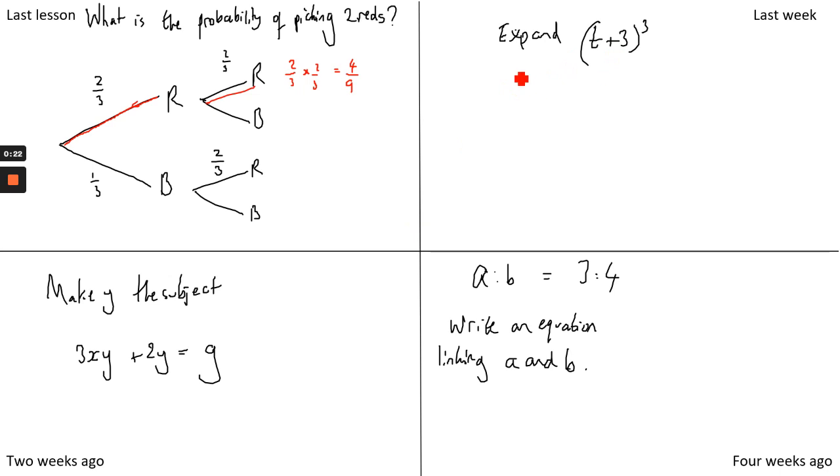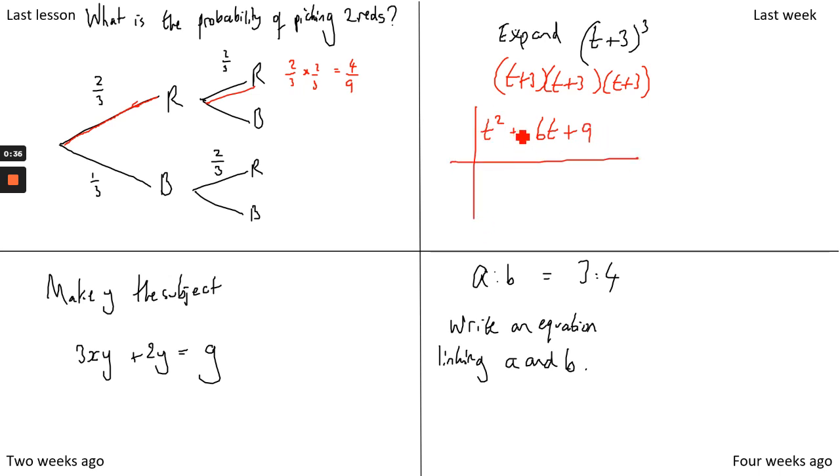If we go here, so (t + 3)^3 is going to be (t + 3) multiplied by (t + 3) multiplied by (t + 3). If you multiply out the first two, you've got t² + 6t + 9, and you're multiplying that by the other (t + 3). Make sure you don't make any mistakes.